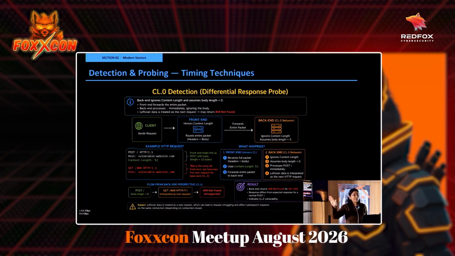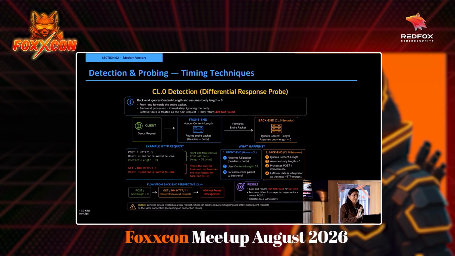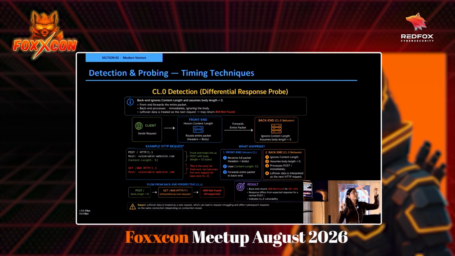CL0: CL for the front end, and for the back end, 0, right? What is the meaning of the 0? The back end is considering content length as 0, okay? This is not a simple 0 or some transfer encoding chunk data 0. It is saying the front end considers whatever CL is there, but the back end will consider CL as 0. Clear? Okay.